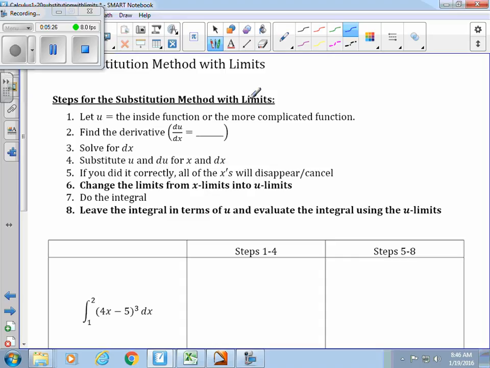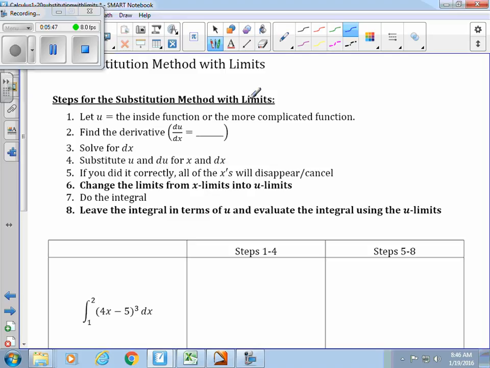But you do have to know how to do it this way. Let the u be the inside or more complicated function. Find the derivative, solve for dx, substitute u and du in for dx. If you did it correctly, all the x's will disappear or cancel. So steps 1 through 5, completely identical to steps 1 through 5 yesterday.